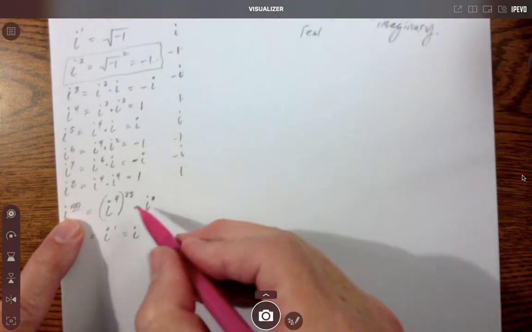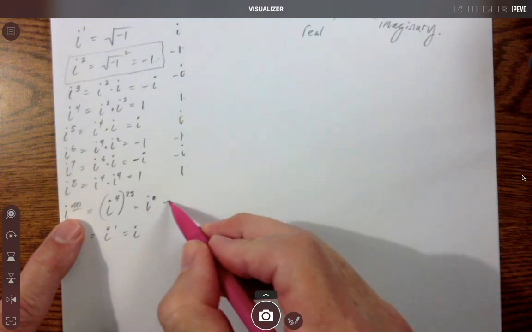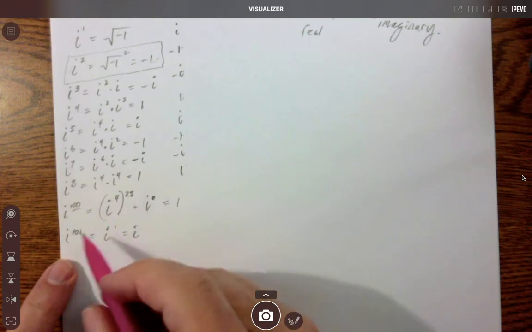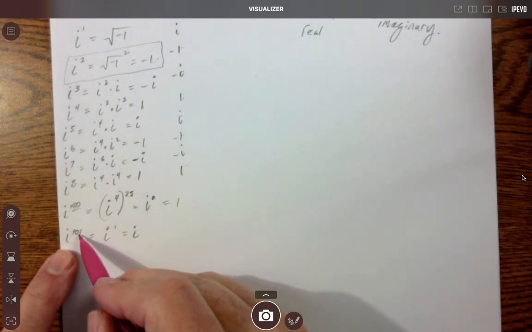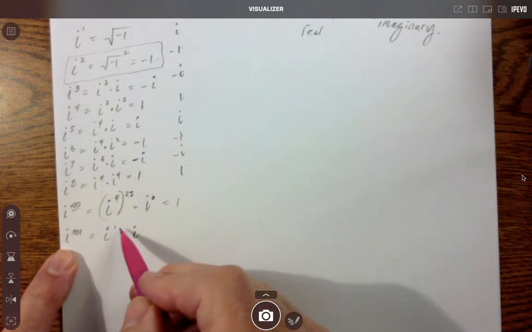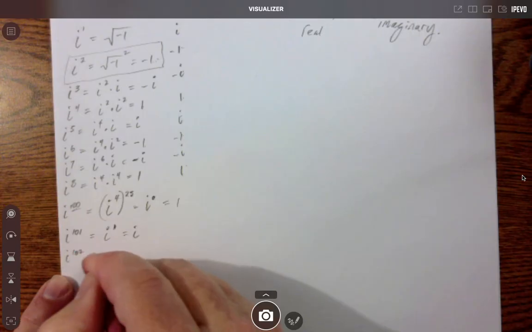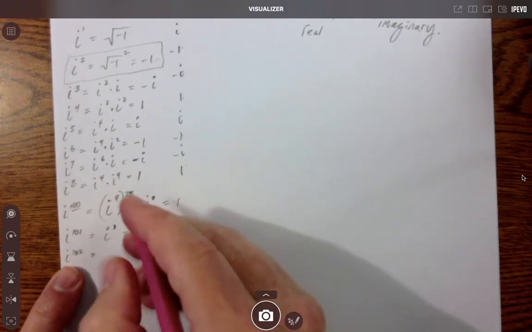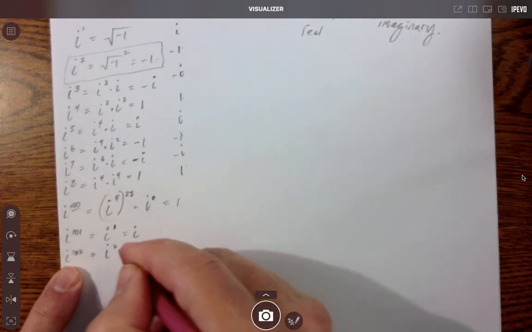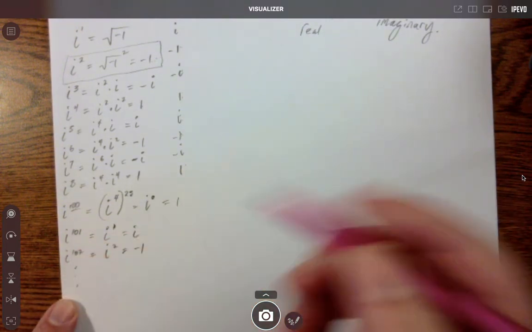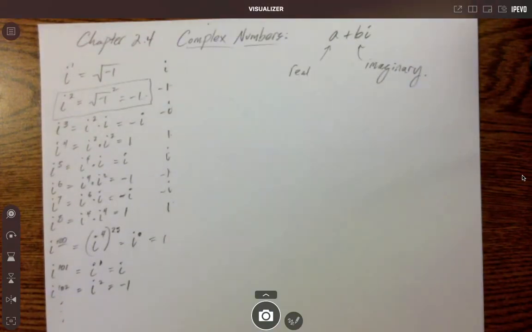And you should know that anything raised to the 0 power is 1, right? Here, since 4 goes into this almost evenly, but there's a remainder of 1, then the answer is i to the 1, which is i. If I do i to the 102, well, the remainder is going to be 2 when I divide 4 into that, so i to the second, and we know i to the second is -1, and so on. All right, so you probably have seen that in Algebra 2, hopefully.